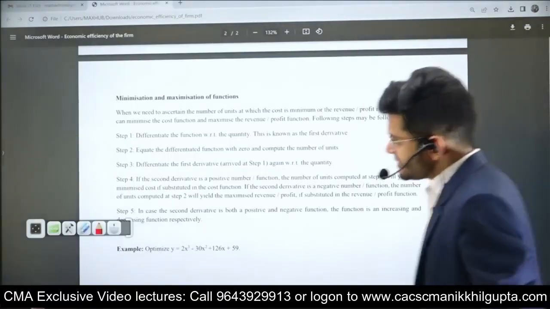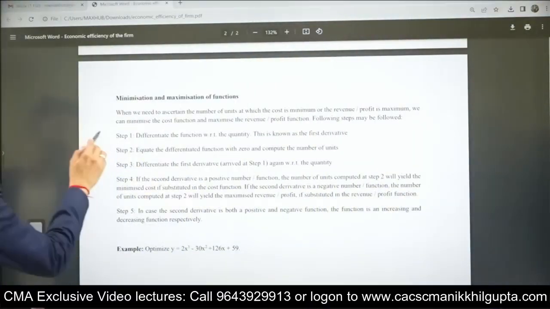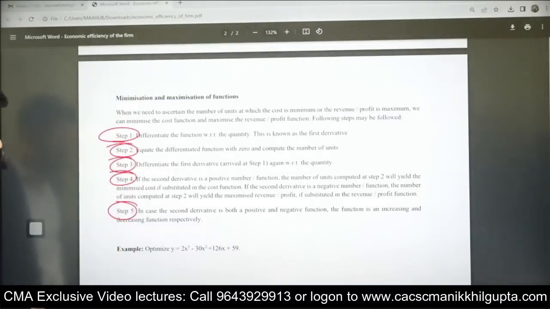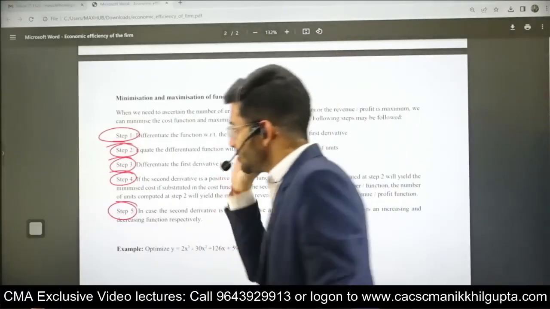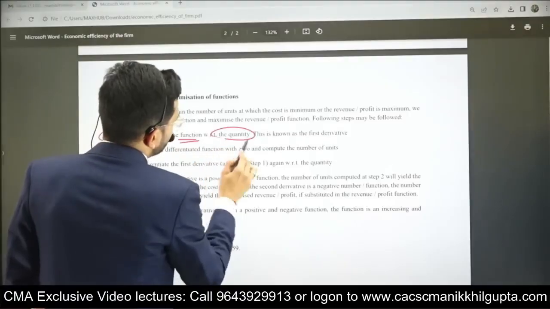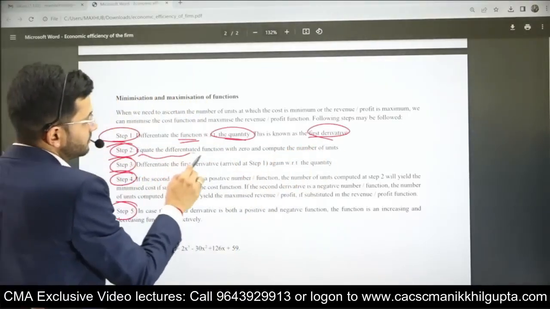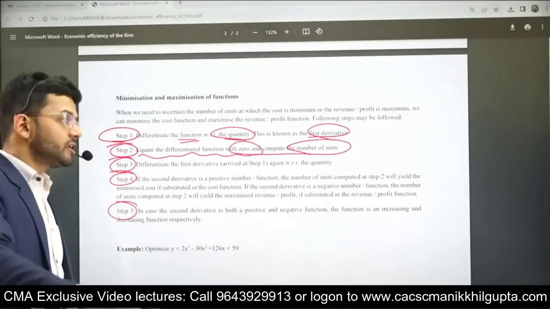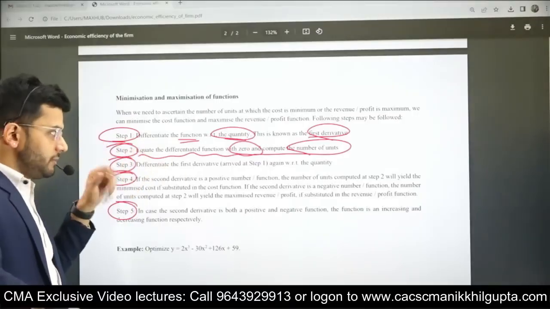So guys, these are the 5 steps which we typically follow to minimize or maximize a particular variable. This is a 5-step process which is enumerated over here. Step 1: differentiate the function with respect to the quantity. You need to find the first derivative of this particular function. Step 2: equate the differentiated function with 0 and compute the number of units, whatever it will be.